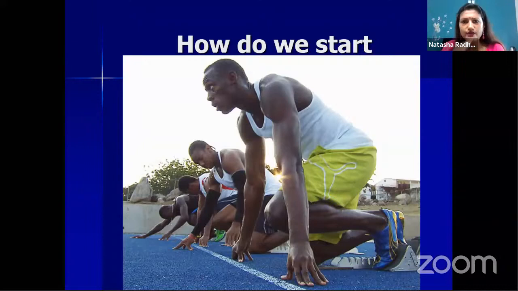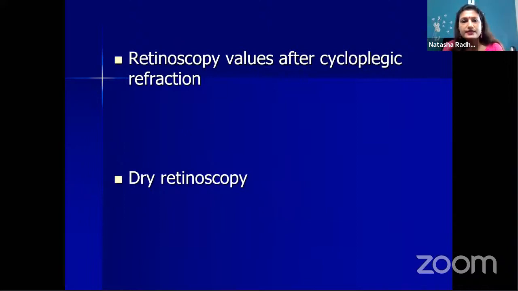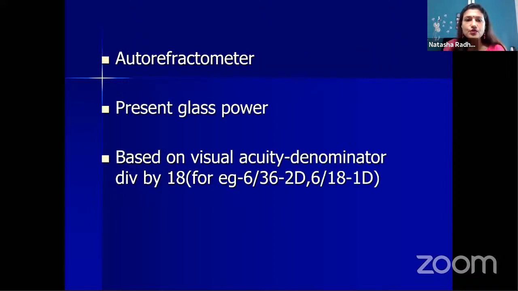Now, where do we start? What do we put in the trial frame when we start subjective refraction? You can have many starting points. One is the retinoscopy value after cycloplegic refraction, which, like Dr. Chandrasekhar said, you have there. You can put that into the trial frame and start. If you do a dry retinoscopy, which is a very easy thing to do if you are used to it, you can use the dry retinoscopy reading itself. You can also use your autorefractometer reading, which is what I think about 90% of people will do once they pass out. They take the autorefractometer reading, put it into the trial frame and start with that.